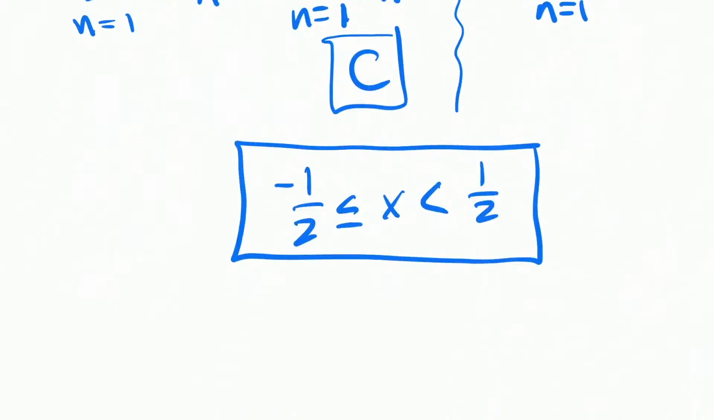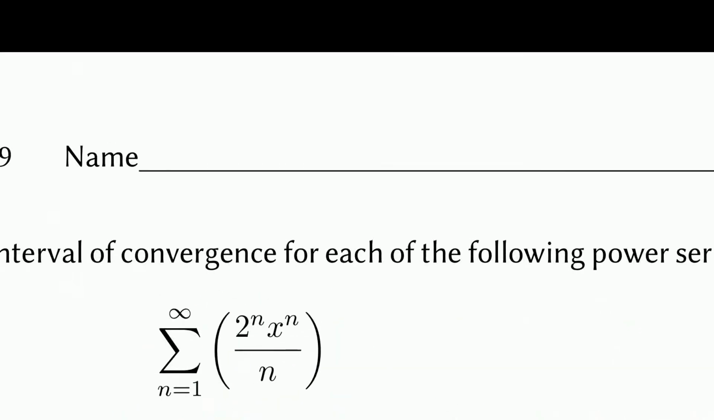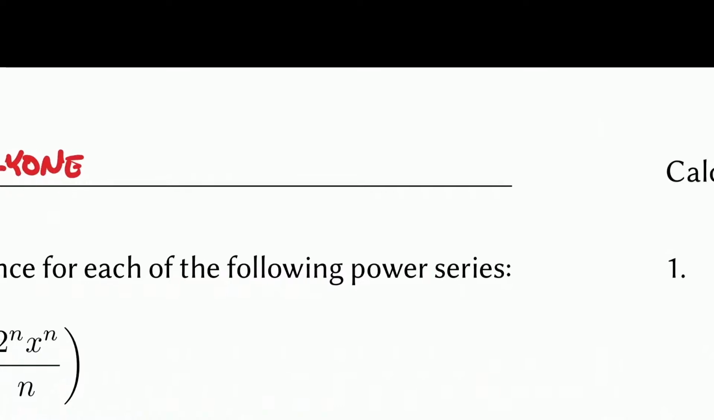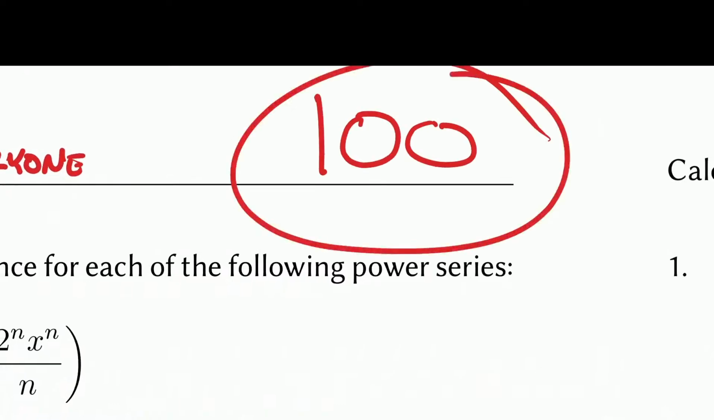So if your final answer does not look like this, fix it so it does look like this. Does everyone's look like this? Anyone have something different now? Okay, good. So let me just make sure I write this down so I remember. So name is everyone. And let's see the score, 100.